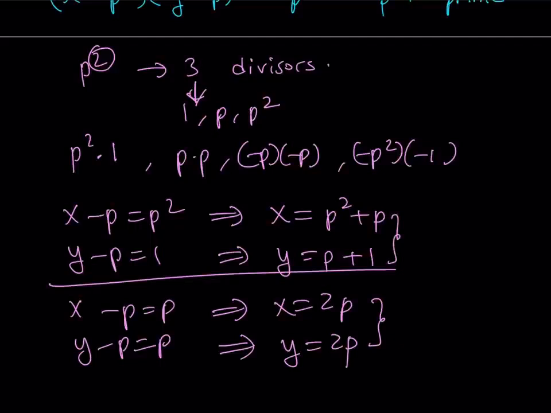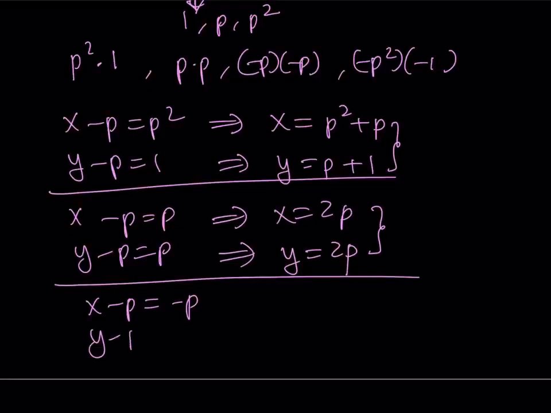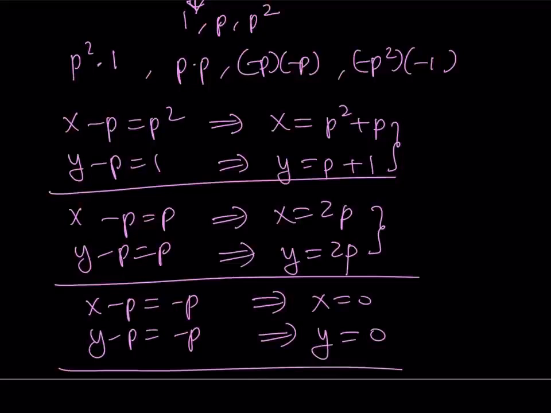And now let's consider negative p and negative p. Let's see what happens from there. x minus p is negative p. y minus p is negative p. From here, we get x equals 0 and y equals 0. The only numerical value, because we don't know what p is, we're just solving it in the general case.